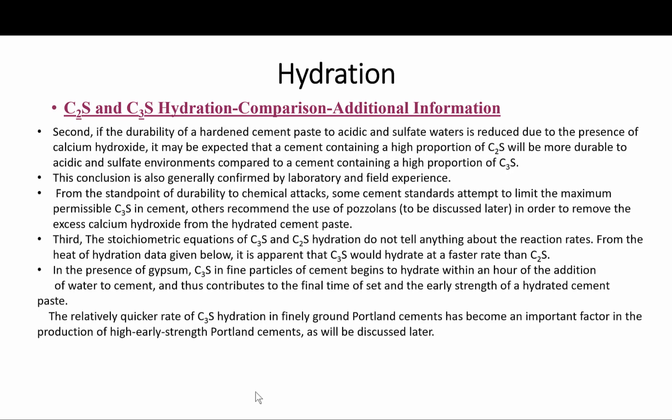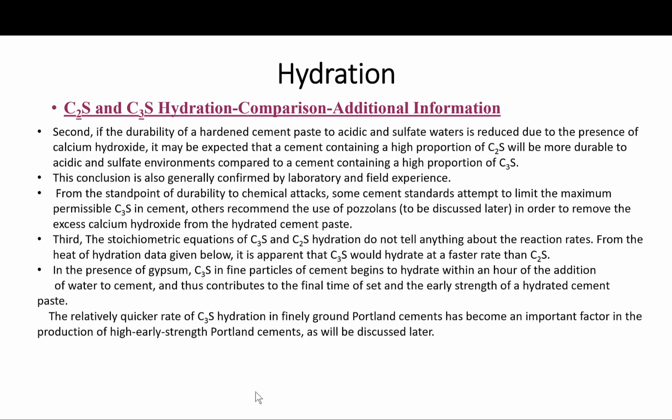Second, if the durability of a hardened cement paste to acidic and sulfate waters is reduced due to the presence of calcium hydroxide, it may be expected that a cement containing a high proportion of C2S will be more durable to acidic and sulfate environments compared to cement containing high proportions of C3S. So the conclusion is also generally confirmed by laboratory and field experience.